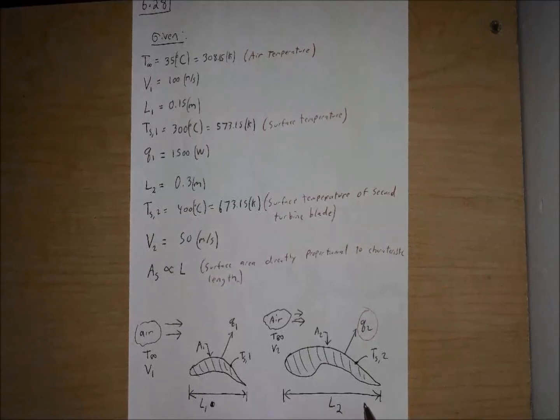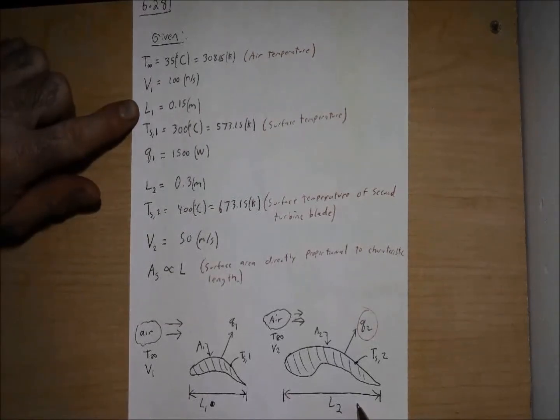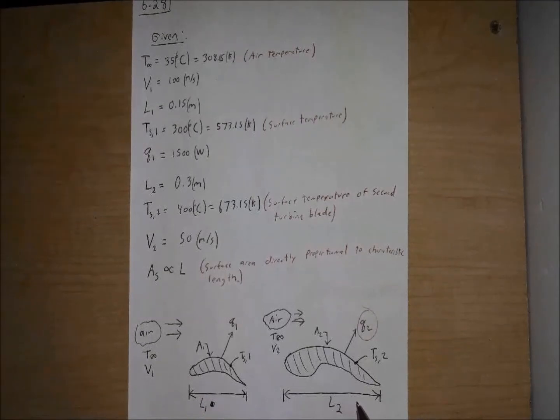Well, now L2, which again, if we go up top, L2 is 0.3, which is double that of L1, which is 0.15 meters. And we still have our air, T infinity, and our velocity, V2 here. Our area is now A2, and we now have this Q2 that we're going to solve for, and our surface temperature, T sub S2.